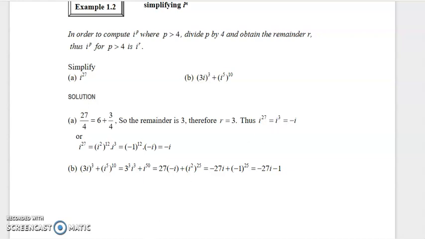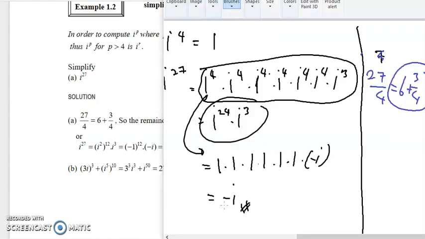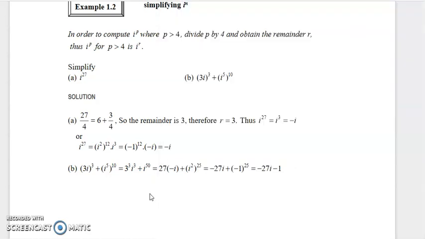Kenapa tak ambil yang i to the power of 24 tadi banyak-banyak ni, which is this one? Sebab i to the power of 24, tadi dah explain dah. i to the power of 4 multiply i to the power of 4, i to the power of 4, and so on here. i to the power of 4 here is equal to 1. So itu kita akan assume sebagai 1. That's why you can assume i to the power of 27 is equal to i to the power of 3. Kita ambil remainder je. Okay, remainder je. So therefore, it will be equal to negative i here.